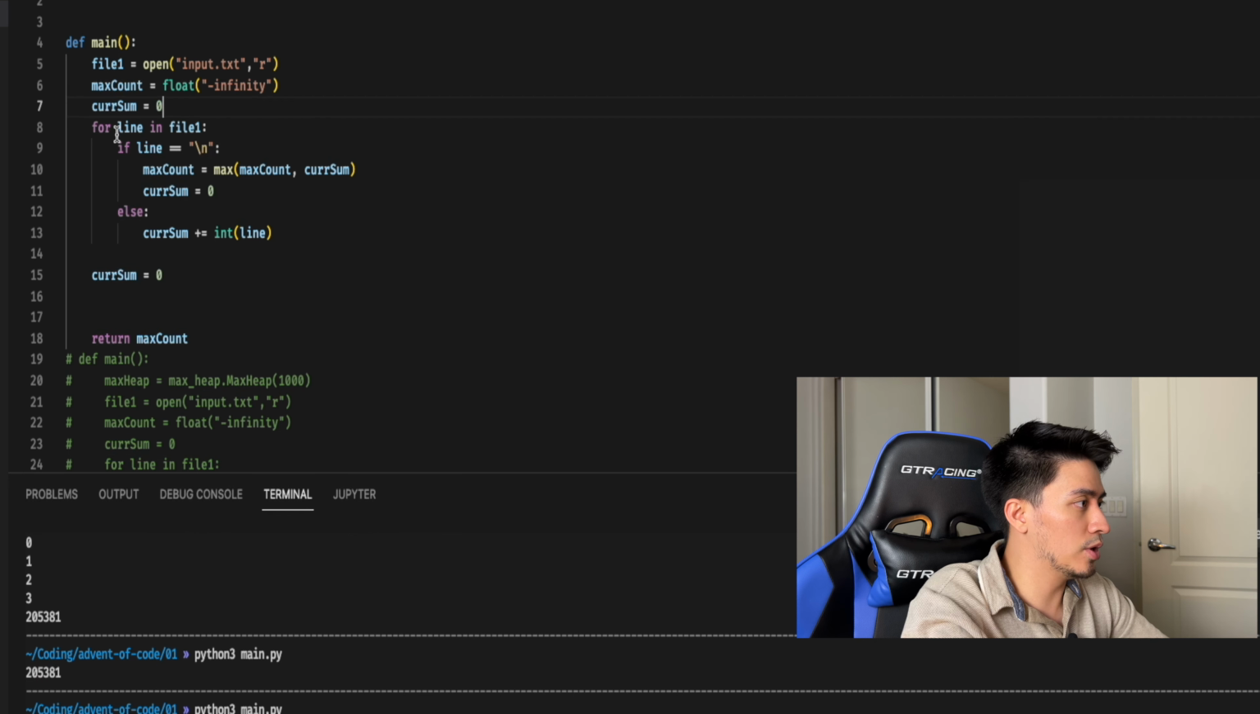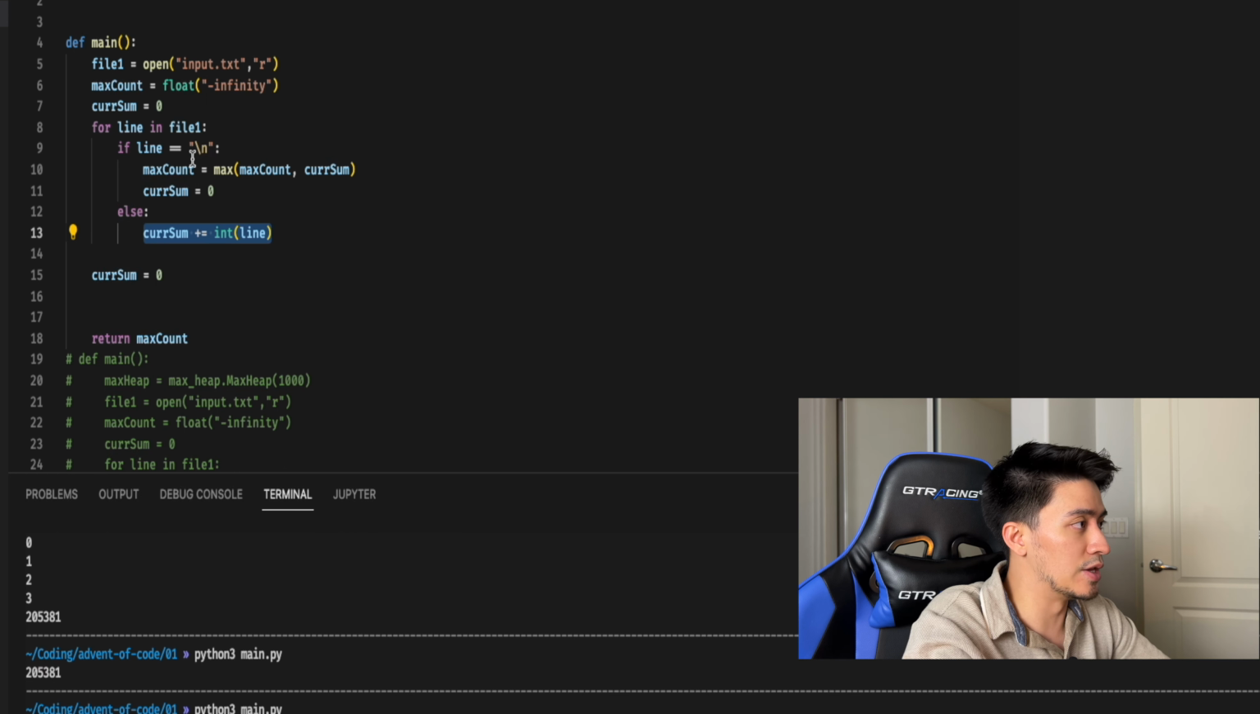So all we really do from this solution is we loop over the file, and anytime there's a new line, that is my time to calculate the max count, which is going to be the maximum of either the current value or the current sum. And if not, all we're going to do is just sum up all those various different lines that are from the input. So here's the input from the file.